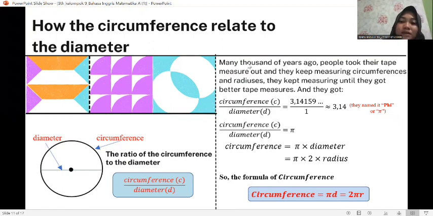Many thousands of years ago, people took their tape measures out and kept measuring circumferences and diameters. They kept measuring until they got better tape measures, and they got circumference divided by diameter equals 3.14159 divided by 1, which equals 3.14. The name is π.